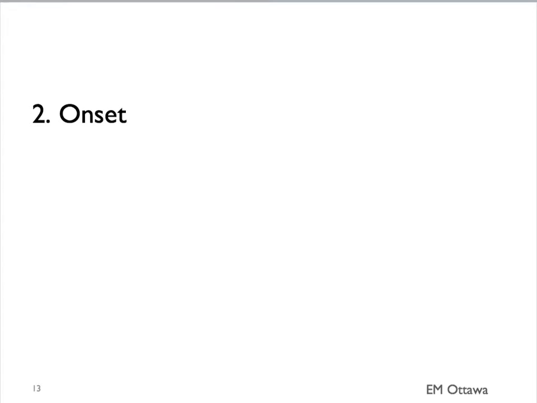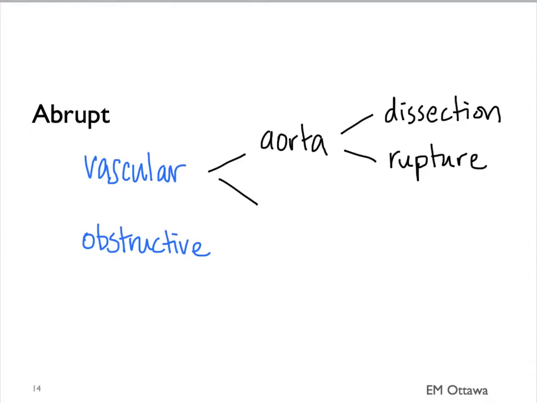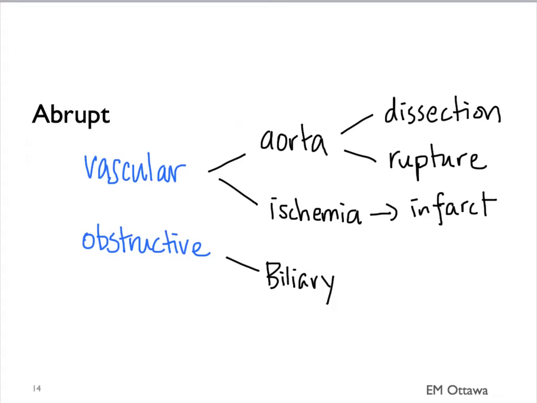We can also approach the pain by how it started. It can be an abrupt onset, where the pain peaked instantaneously, or gradual when the pain built slowly over time. Disorder that gave patient abrupt pain suggests vascular or obstructive causes. For vascular, we want to think about aortic disorders or ischemia leading to infarcts. Obstruction can be in the biliary tree, leading to biliary colic, in the GI tract, or in the urinary tract in the case of renal colic.